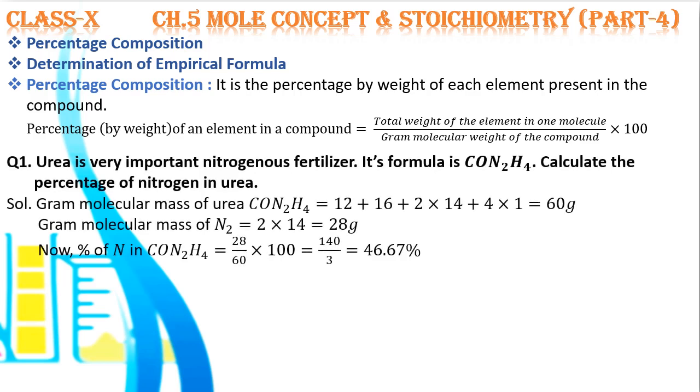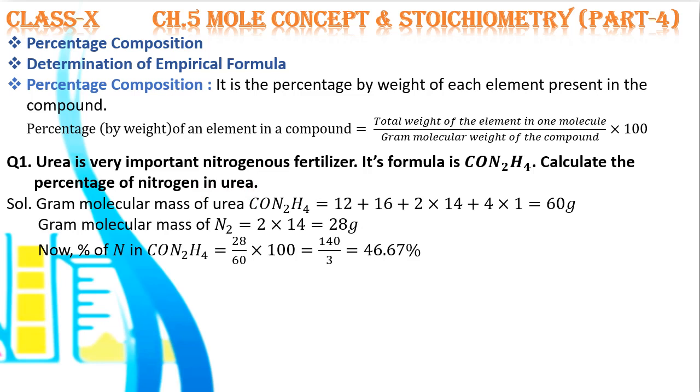The first question is: urea is a very important nitrogenous fertilizer and its formula is CON2H4. It is also written as CO(NH2)2. We have to calculate the percentage of nitrogen in urea.